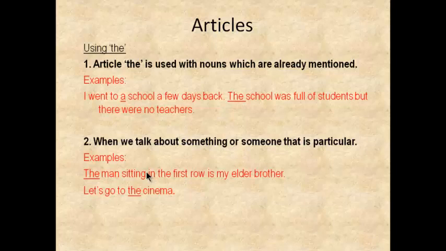Rule number 2 is when we talk about something or someone that is particular, then we use the. The man sitting in the first row is my elder brother. We are talking about a man who is sitting in the first row, so it becomes a particular person. That's why the man sitting in the first row is my elder brother. This will be correct. You cannot say a man sitting in the first row is my elder brother. It is incorrect. Let's go to the cinema. From the cinema, we know that those who are talking about this going to the cinema or this activity, they know that which cinema to go to.